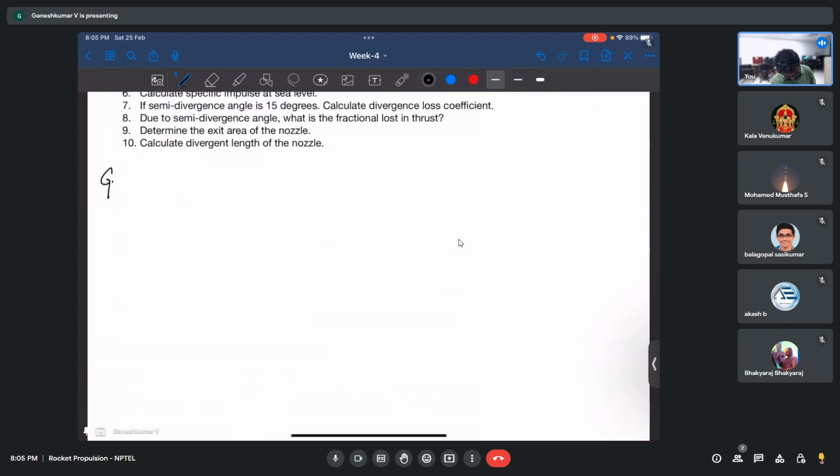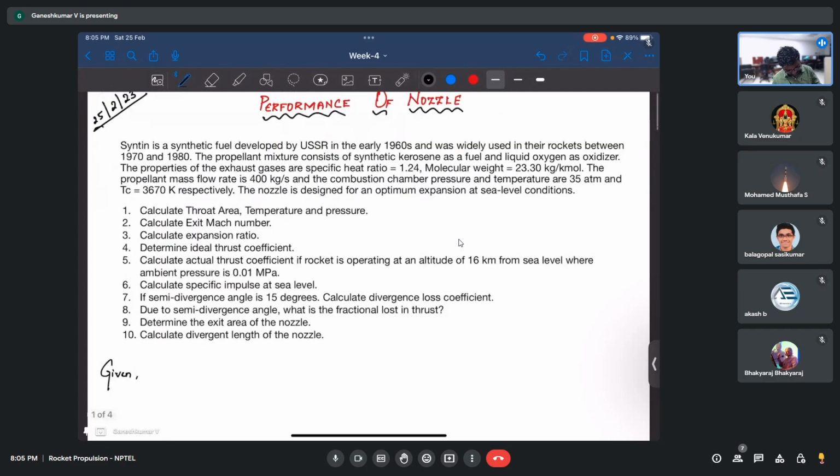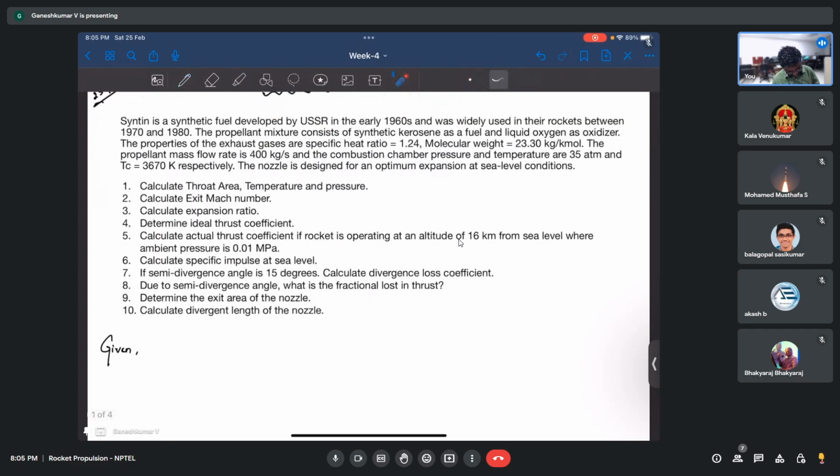Let me just write the given. I think I have already, maybe I will remind you. We have a rocket which has gamma equal to 1.4 and the molecular weight of gases is 23.30 kg per kilomole. You need to note the units very carefully. This time they also gave the propellant masses. The mass of propellant, or the mass flow rate, or the mass burn rate of the propellant, because of mass conservation, right? Mass conservation means mass flow should be the same everywhere.